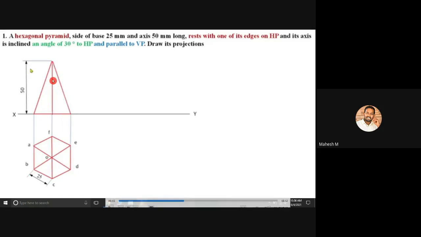So this is a slant edge. This one is a slant edge. So that slant edge can be called O and C.